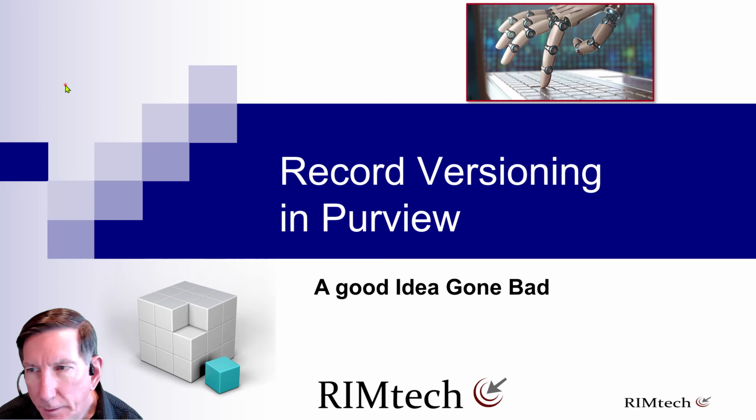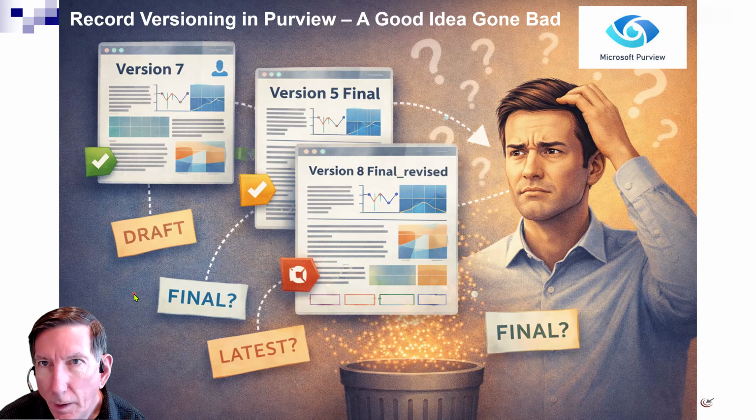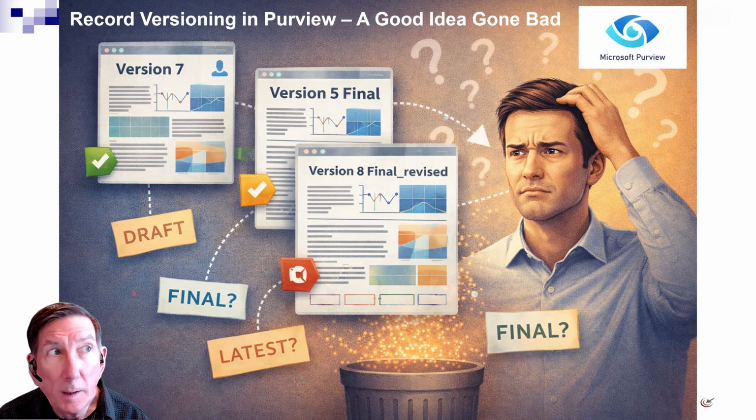Our topic today is record versioning in Purview, what I believe to be a good idea on that. Record versioning is a feature of Purview, and it's the feature we're going to focus on today. Bottom line is this: it's a feature that I don't think you should use in order to achieve reliable compliance. We'll cover that throughout the session and also what to do about it.